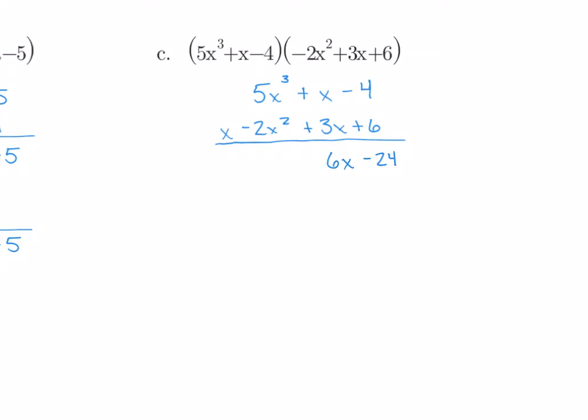The next one, notice that there's no x squared, so I want to leave a space here just so that we know that there's nothing there. My next one is my x cubed term. If we go ahead and multiply, we get 6 times 5x cubed is 30x cubed.